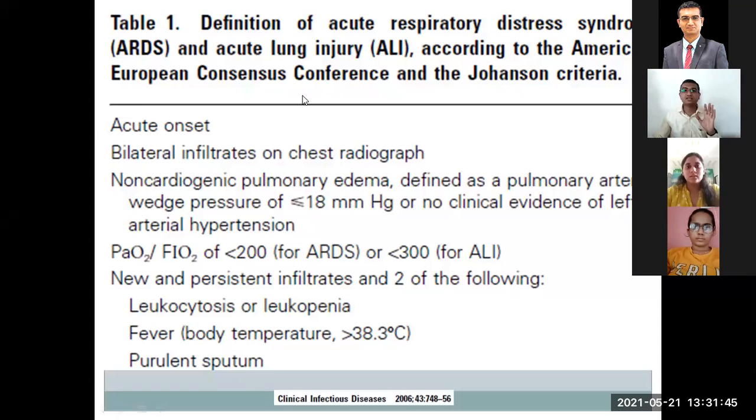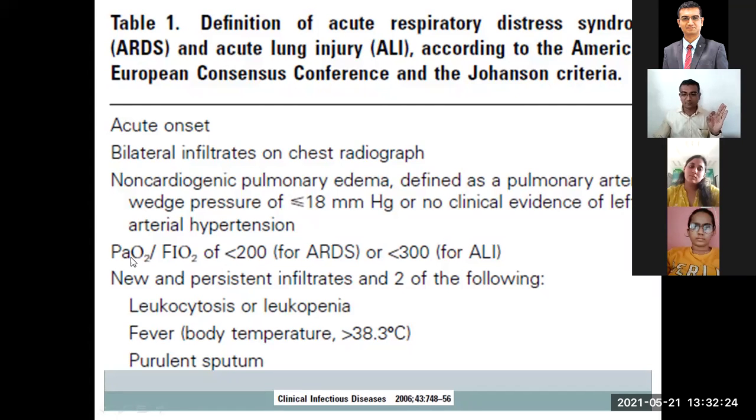So I want to show you again, see this PPT, how to diagnose ARDS by the American European Consensus Conference and the Johnson criteria. See, Jones criteria is for rheumatic fever, rheumatoid arthritis. Here it is Johnson's criteria. Johnson criteria is for ARDS. So it is acute bilateral infiltrate, you can see in the X-ray. It is non-cardiogenic pulmonary edema. Pulmonary edema is present, but the cause is not of cardiac origin.